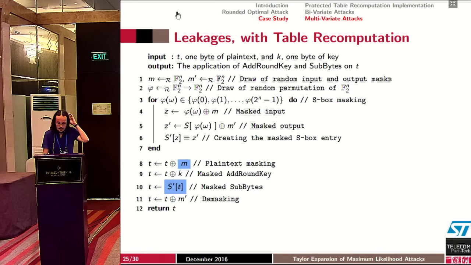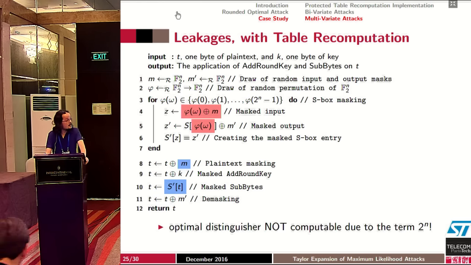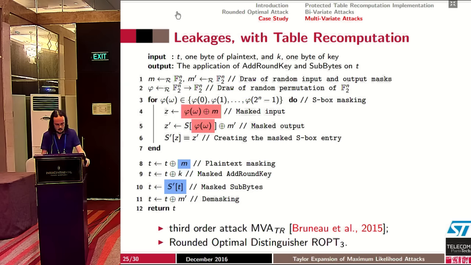Of course, better attacks will take into account the leakages of the table recomputation. In this case, the optimal distinguisher is not computable due to the term in 2^n factorial. A first example of attacks which target shuffle table recomputation was presented at CHES 2015. It's the multivariate attack on table recomputation, and it's a third-order attack. In this case, we can also apply our new rounded optimal distinguisher. We select degree 3, as we know there are third-order leakages because of this attack.